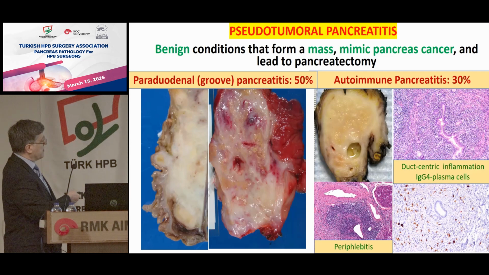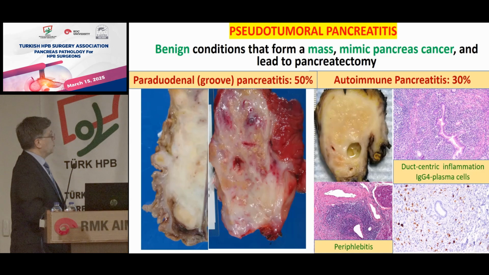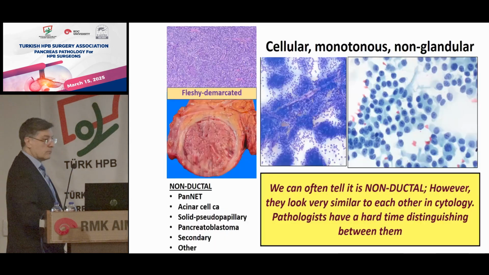These more yellow spots here are remnant pancreatic elements. All the white and hemorrhagic things are actually the pseudotumor mimicking the cancer.